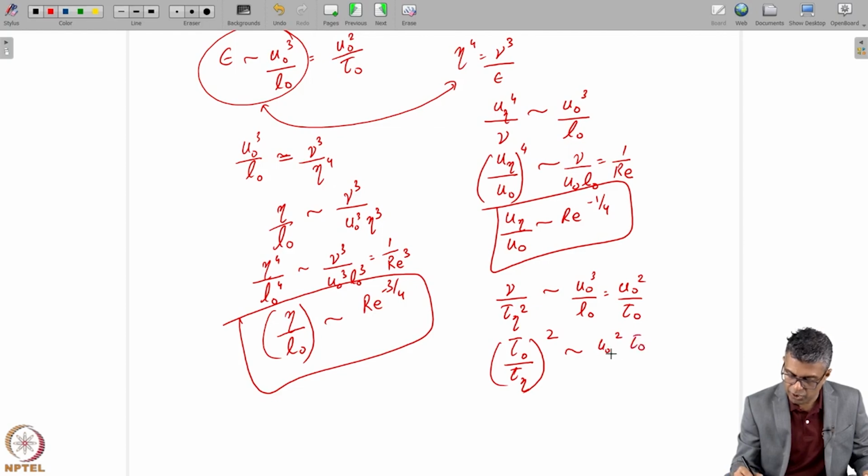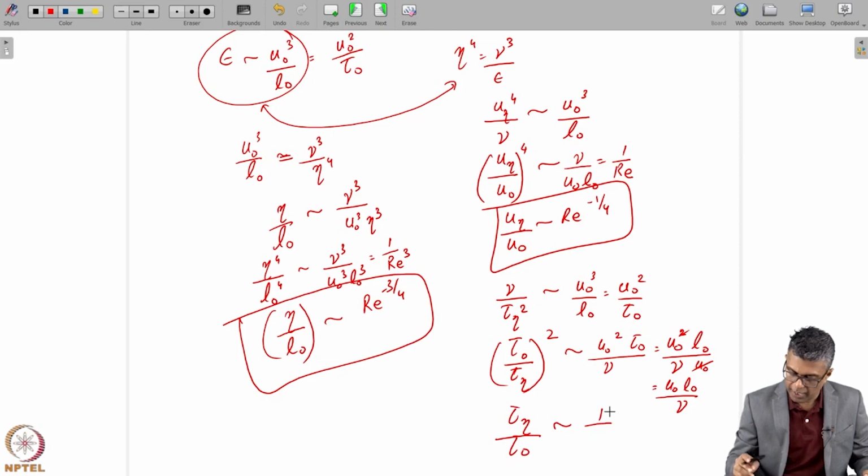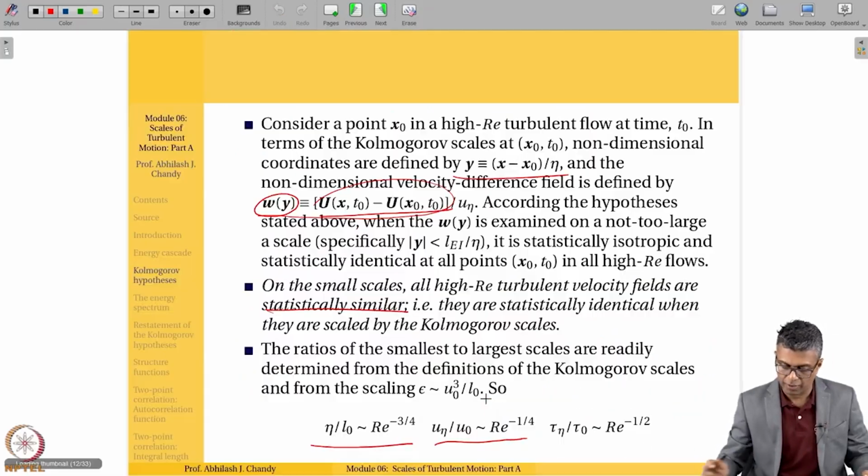U0 squared tau 0 divided by nu. And what I do here is this is equal to U0 squared, and then tau 0 I will write as L0 over U0, over nu. So one of them gets cancelled out, and then what I have is U0 L0 over nu. So tau eta over tau 0, I just invert it, is of the order of magnitude of 1 over Re, or I should just say it is of the order of magnitude of Re to the minus half. This is my third equation as shown here.